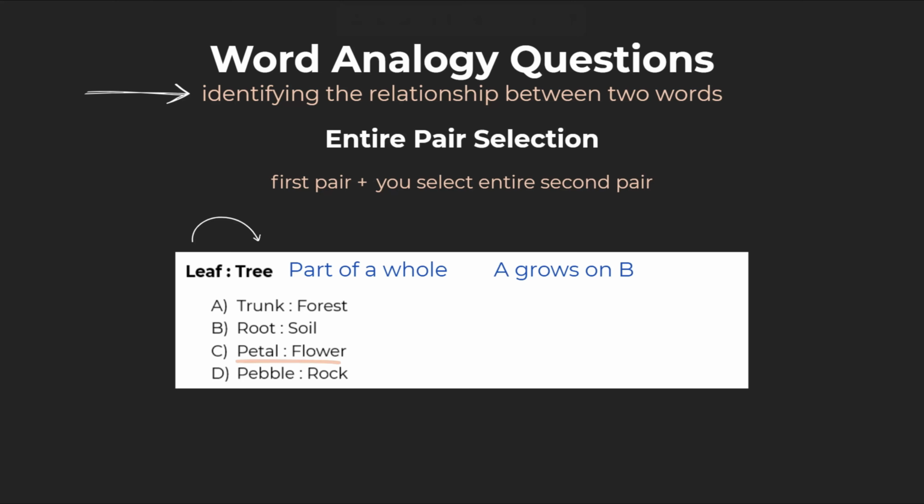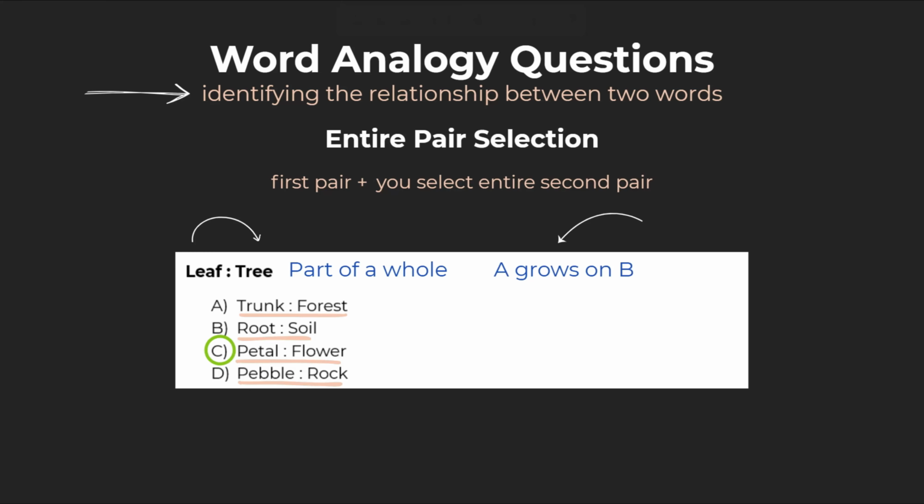A petal is part of a flower, just like a leaf is part of a tree, but even more specifically, a petal grows on a flower, just like a leaf grows on a tree. While the other choices may also be considered a part of a whole, none of them can be considered as something that grows on another. A trunk doesn't grow on a forest, it grows in a forest. A root doesn't grow on soil, it grows in soil. And a pebble doesn't grow at all, it's simply a smaller component of a rock. So the correct answer is petal is to flower.